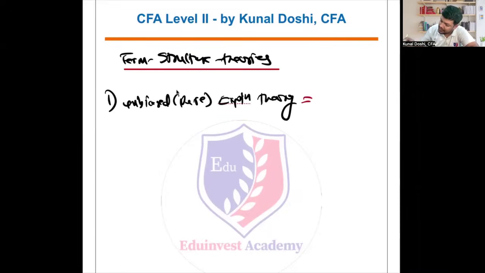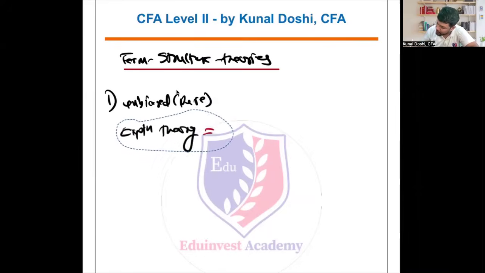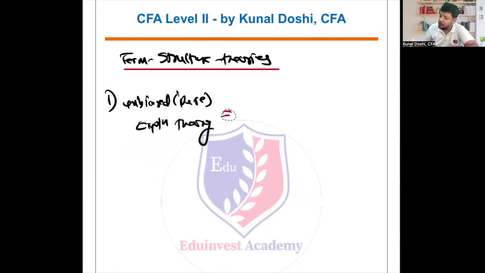What does the theory basically mean? First of all, why are we discussing these specific different types of theories? We are trying to understand what will be the shape of the yield curve. Will the yield curve be upward sloping or not? So we are trying to understand whether the forward rates will be higher than the spot rates or not. That is the objective here.